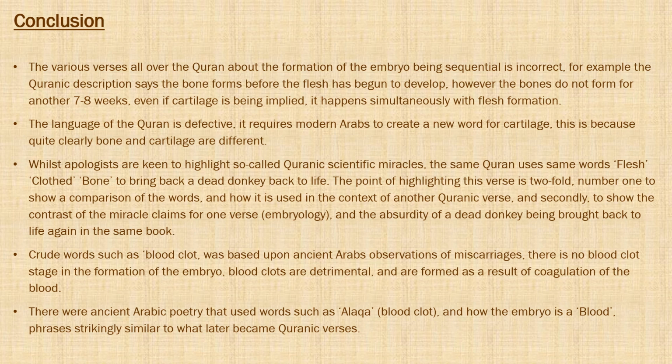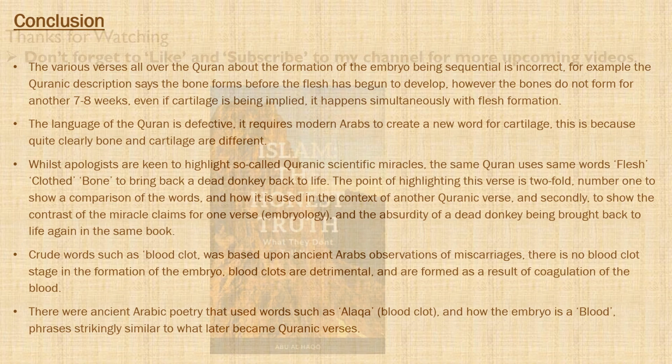Crude words such as blood clot were based upon ancient Arabs' observations of miscarriages. There is no blood clot stage in the formation of the embryo. Blood clots are detrimental and formed as a result of coagulation of the blood. There was ancient Arabic poetry that used words such as alaqa and described the embryo as blood. These are phrases strikingly similar to what later became Quranic verses.